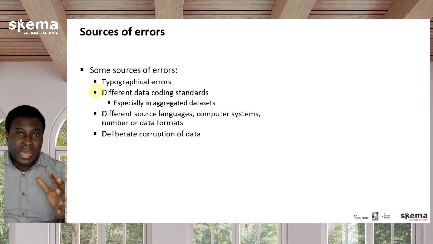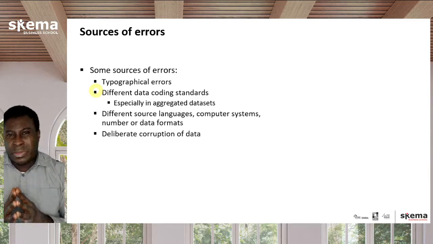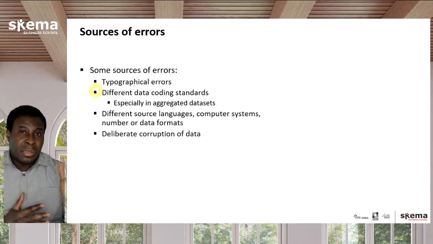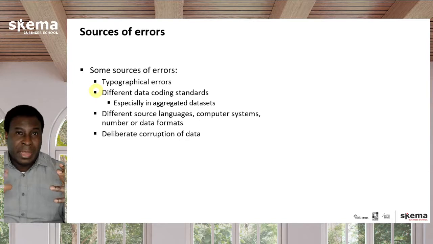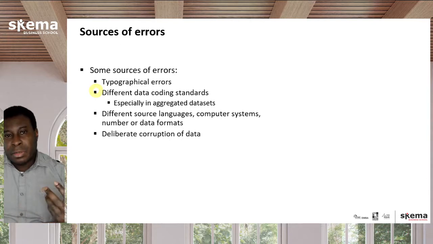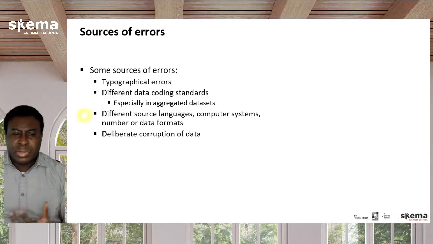Now, in international country codes, Canada is often coded as CA, and in the United States, the state of California is also coded as CA. So bringing those two datasets together might end up making it look as if Canada is one of the states in the United States, which ironically some Americans sometimes get confused and think. But that's one example. Another issue is different source languages, computer systems, or number formats.